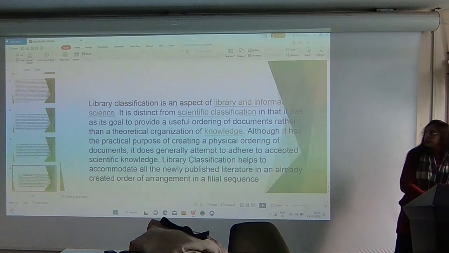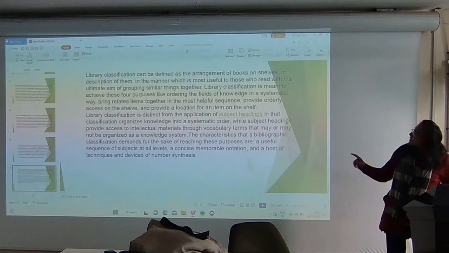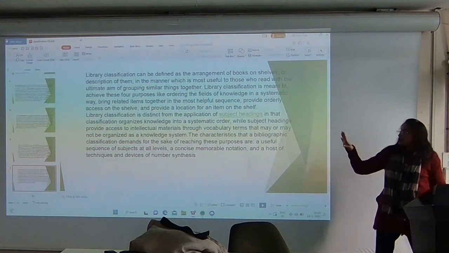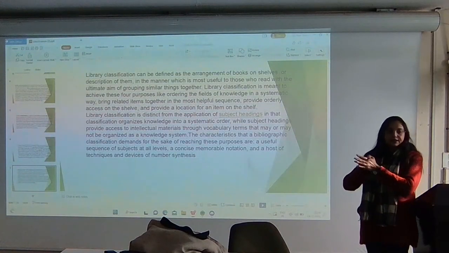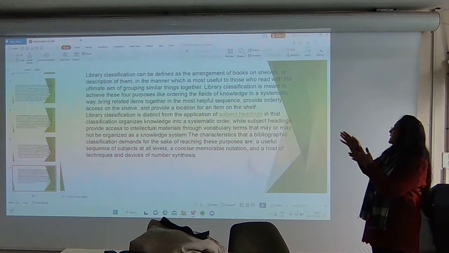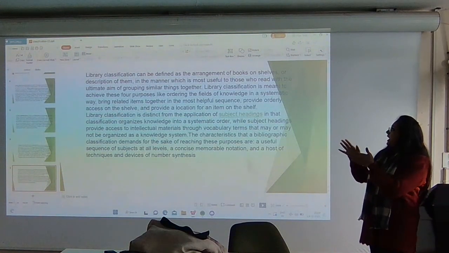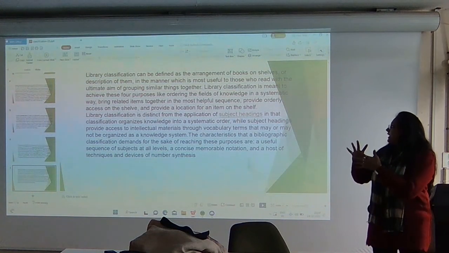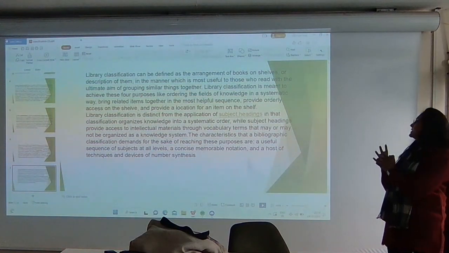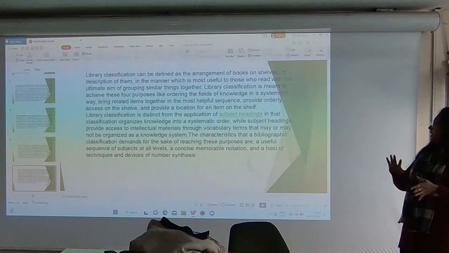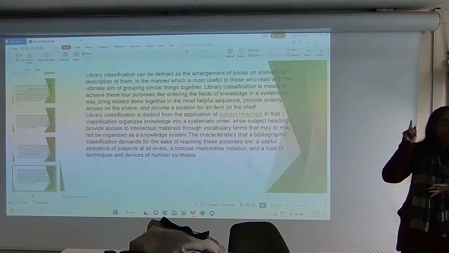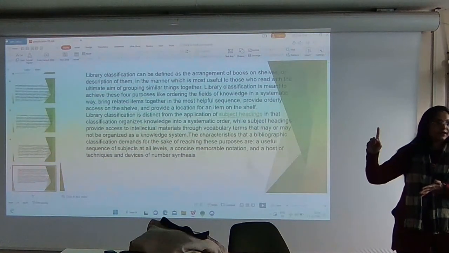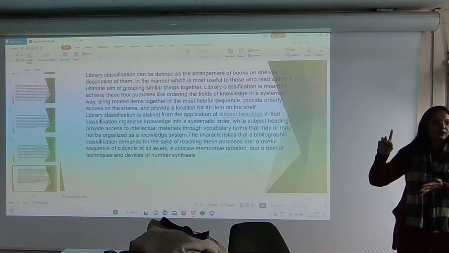Now, we also have the subject headings here. So classification is meant to achieve the purpose of ordering the fields of knowledge in a systematic way, being related together in the most helpful sequence. Ultimately, the goal is to help the reader. This is the ultimate goal.